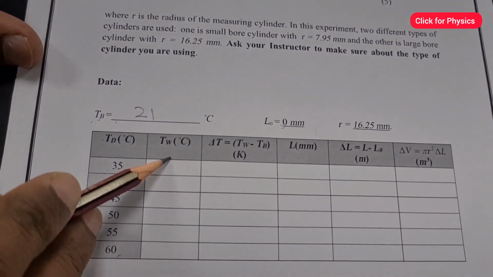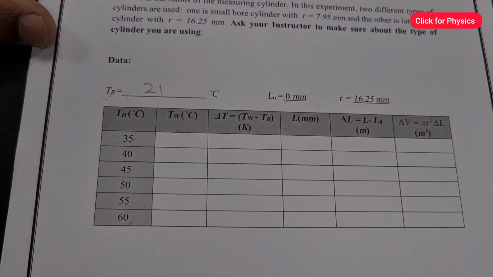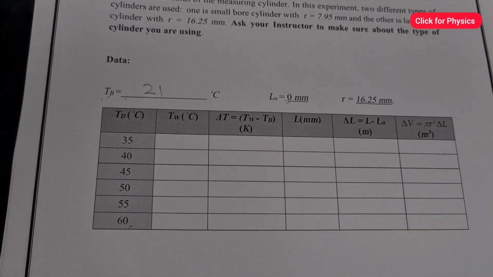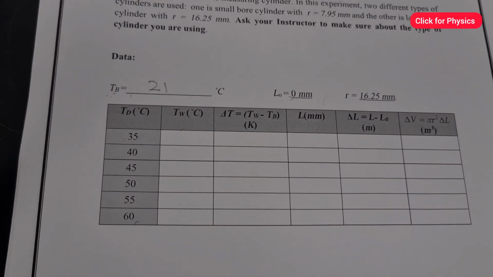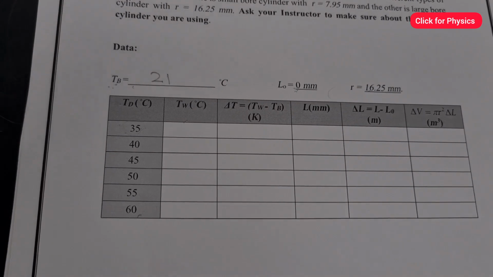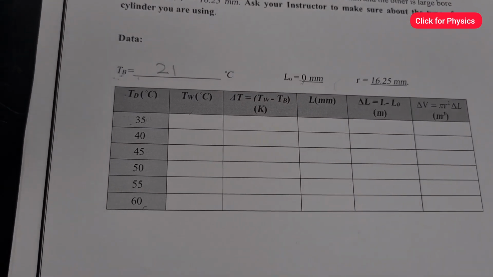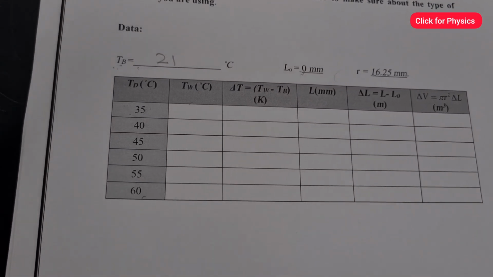What you have to do is measure the temperature of the water again. Why? Because we cannot predict whether this controller will give exactly 35. Sometimes it may be less than 35, sometimes greater than 35, sometimes exactly 35. It depends upon the efficiency of the temperature controller.